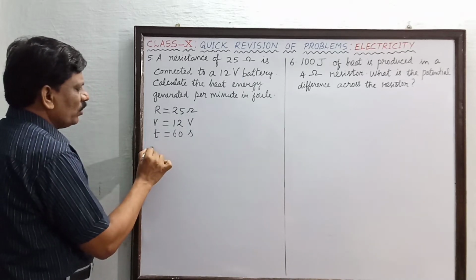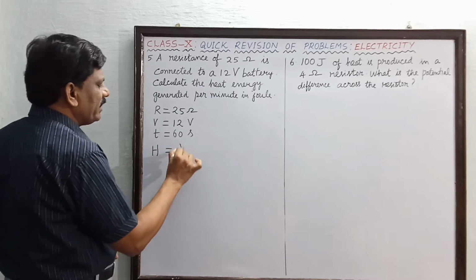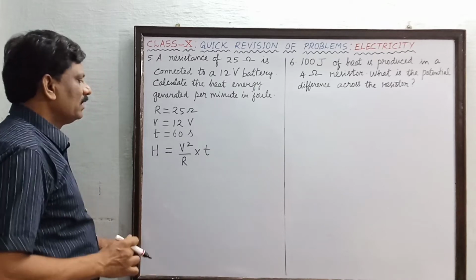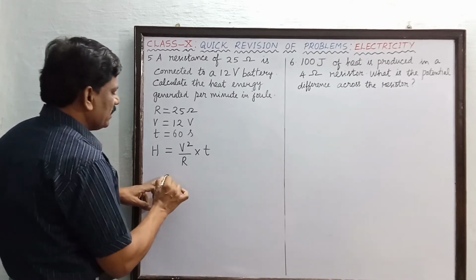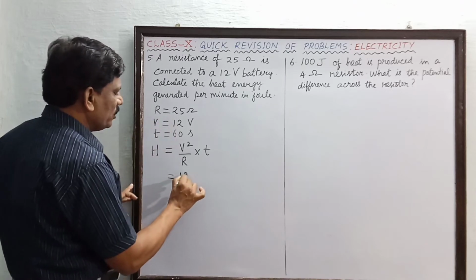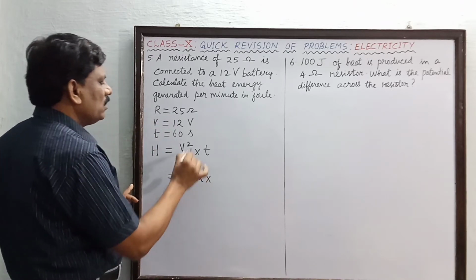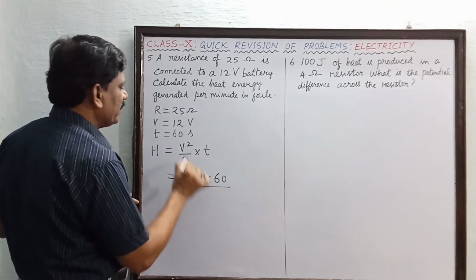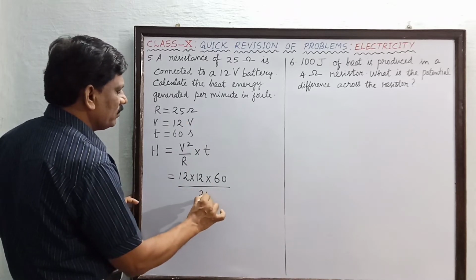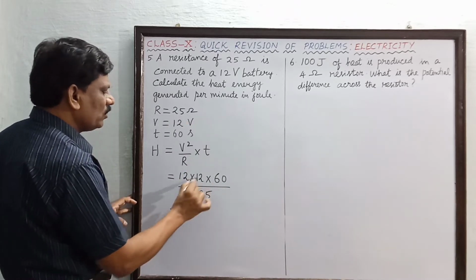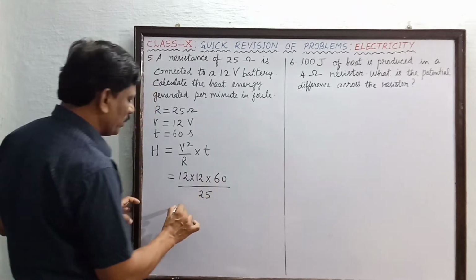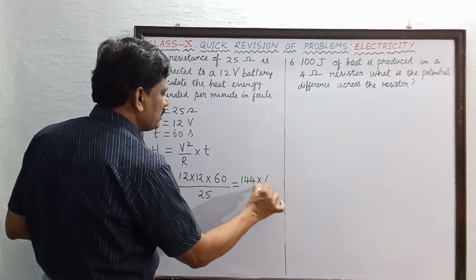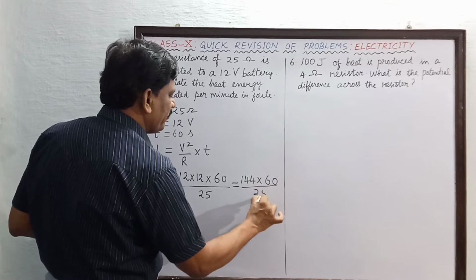So as usual from Joule's law, the heat generated is given by H is equal to V square by R into T. Understand? Into T. So this is now equal to V square is 12 into 12, into T is 60 seconds, and this is divided by R is 25 ohm. So 12 into 12, we know that 12 square is 144.